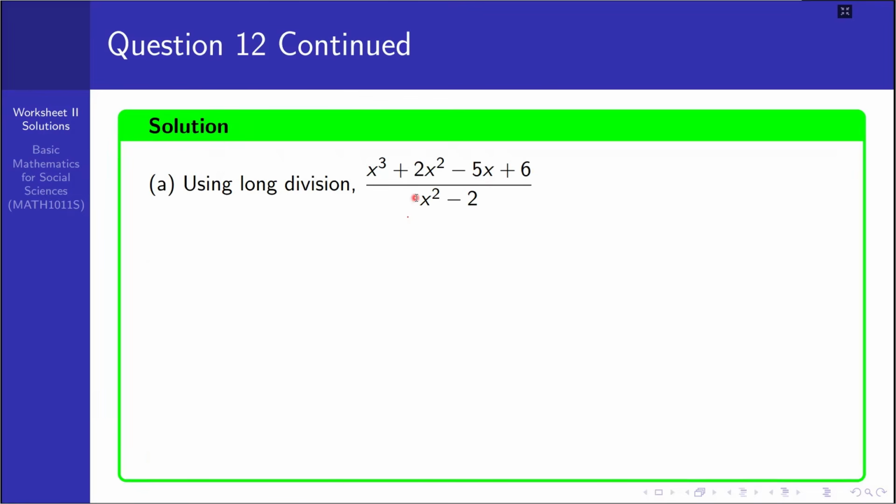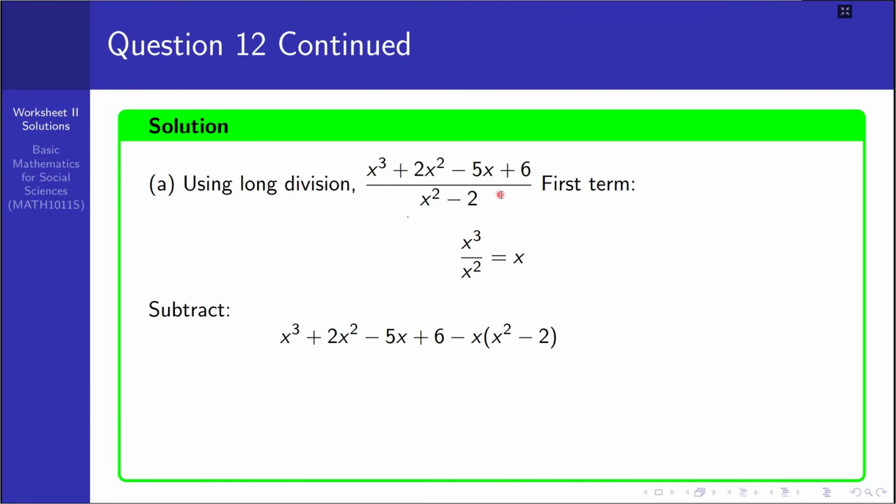Using long division, we divide the leading coefficients to get the first term: x cubed over x squared is x. Then we take x cubed plus 2x squared minus 5x plus 6 and subtract x multiplied by the denominator. Subtracting, we get 2x squared minus 3x plus 6. This is the first remainder obtained here.